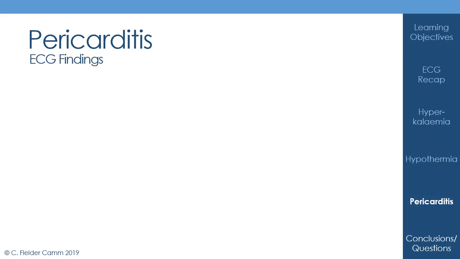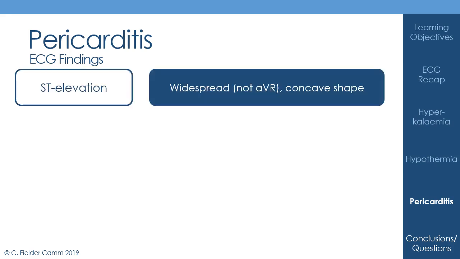So what about ECG findings? Well, I think the key is that you often get this widespread ST elevation with this concave shape. Now, importantly, that doesn't tend to occur in AVR. As you remember, AVR is almost the mirror image of lead 2 and kind of is looking at the heart from that top right position. And so it doesn't really have a traditional view of the ventricles in the same way that the other leads do. So you should get ST depression in AVR, in pericarditis.